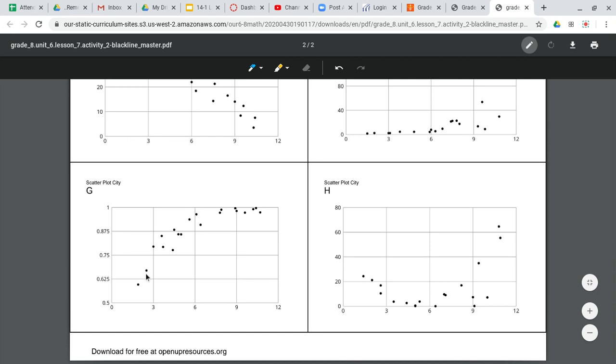All right, and our last two, G and H. Which direction is G going? Are we going up and to the right or down and to the right? We're going up, so it's positive. What about H? As we're going to the right, are we going up to the right or down to the right? Well, this first part of the data is going down, but then the second part of the data goes back up. So this is another neither.